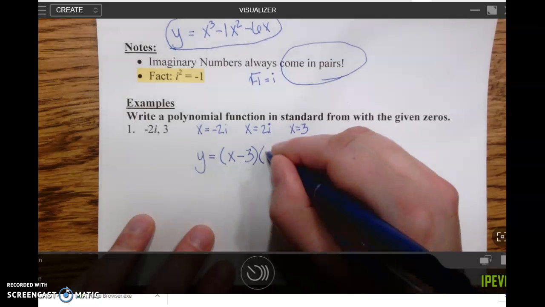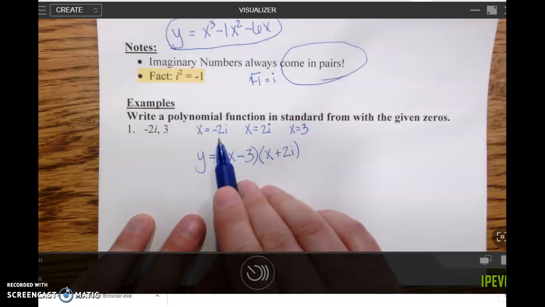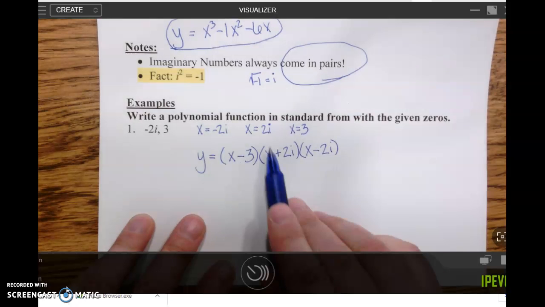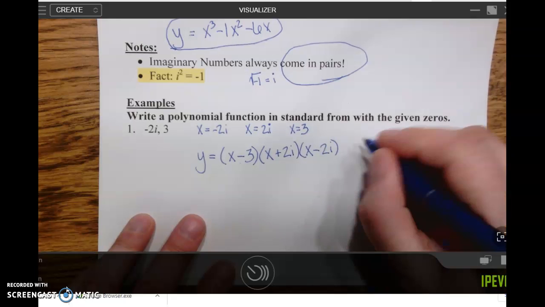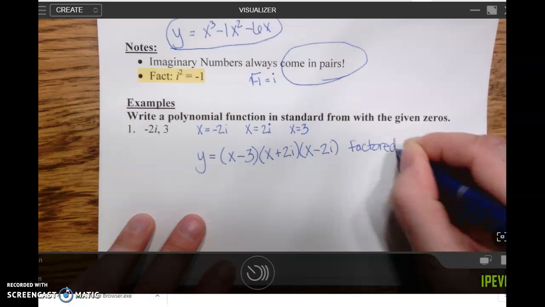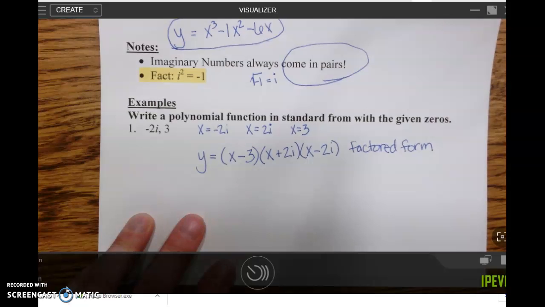We're going to have x plus 2i, which would give us x equals negative 2i if we were to solve. And we're going to have x minus 2i, which would give us x equals 2i. So that is the factored form. But notice the directions say you need to write this in standard form. So right now we're in factored form, and we're going to have to multiply to get to standard form, just like we did in the warm-up.